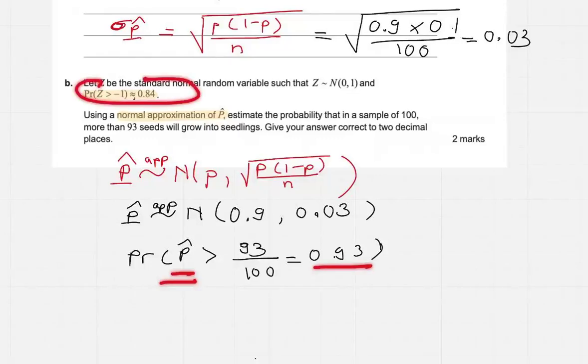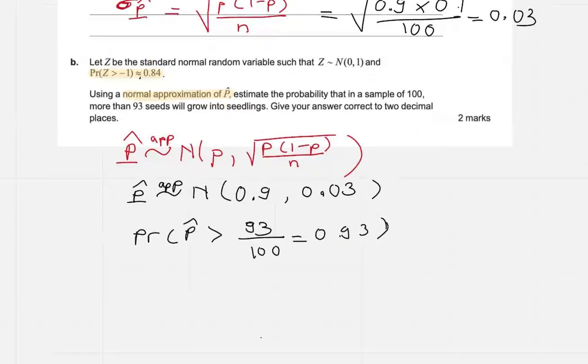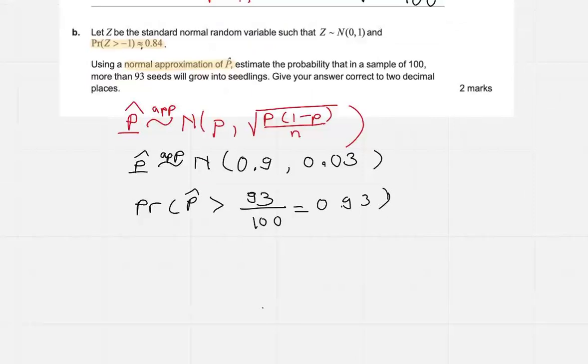Firstly, we need to turn this probability into a normal probability. So I will say here, turn the p hat probability into the standard normal z probability. That is the step. Now, how can we do that?